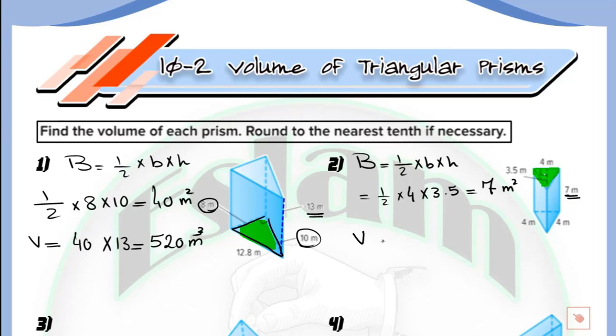Now we need to find the volume. We said the volume equals the area of the base that we found, which is 7, multiplied by the height. The height is the length of the line segment joining the two parallel bases, which is 7. So 7 times 7 is equal to 49. The volume is measured in cubic units, so it will be 49 cubic meters.